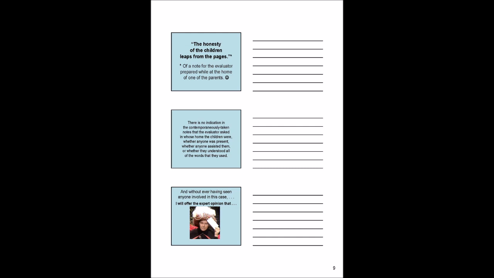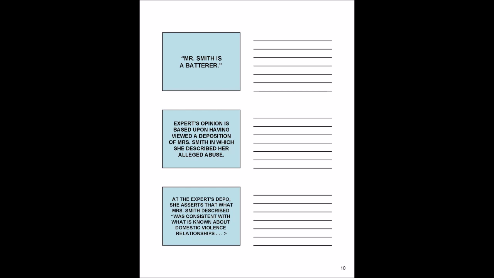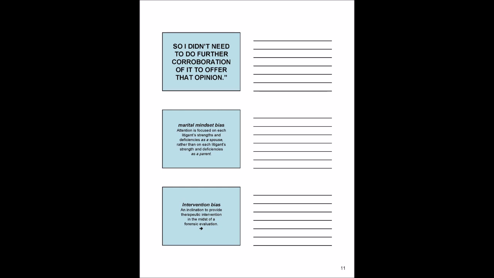Okay. This is a pretrial deposition in which the evaluator is, of course, indicating what it is she will be testifying to at trial. And the evaluator says she will be testifying that Mr. Smith is a batterer. Her opinion is based upon having viewed a deposition, video deposition, of Mrs. Smith in which she described her alleged abuse. At the expert's deposition, she asserts that what Mrs. Smith described was consistent with what is known about domestic violence relationships. So I didn't need to do further corroboration of it to offer that opinion.